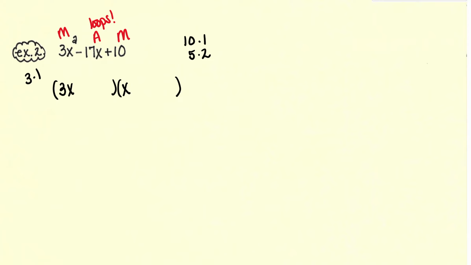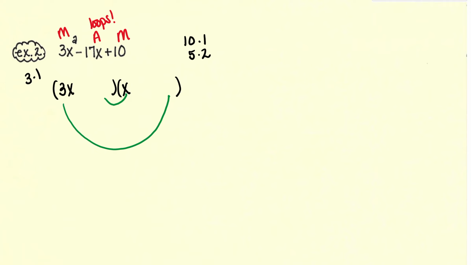All right, let's try some possibilities. So let's say I want to try the 5 and the 2. Let's check our loops. That's going to be 5x, 3 times 2 is 6x, and there's no way that a 5 and a 6 can get me to 17. So we need to erase. You want to have a good eraser with this.